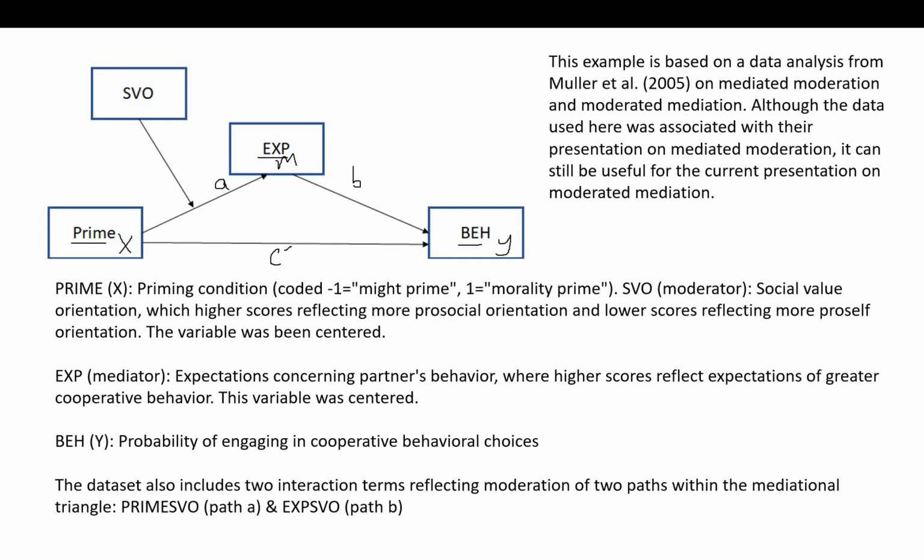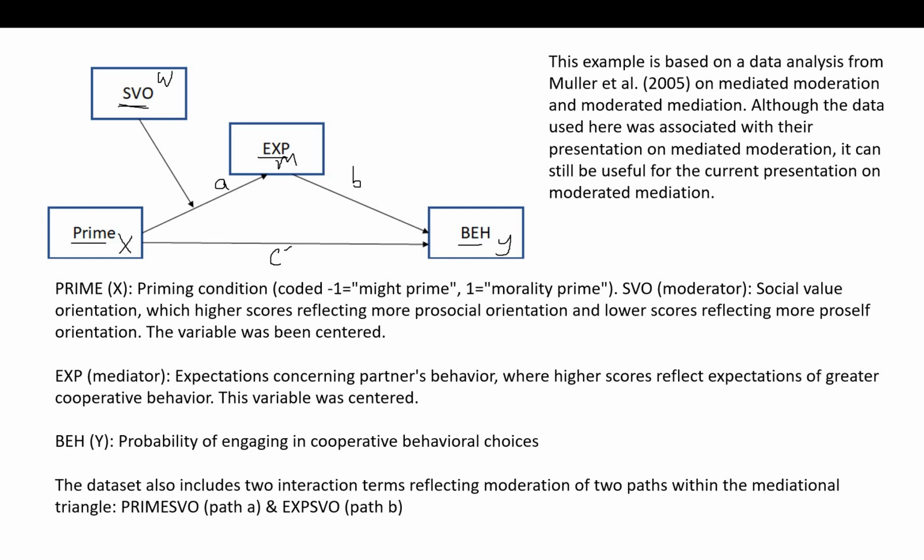Now you'll notice that we have this variable right here sort of sticking out, and this is social value orientation within our example. This is our moderating variable, which we'll designate as W. The basic idea within this system is that the effect of X on the mediator variable is being moderated by social value orientation. In other words, the slope for that relationship varies across levels of our moderator variable W.